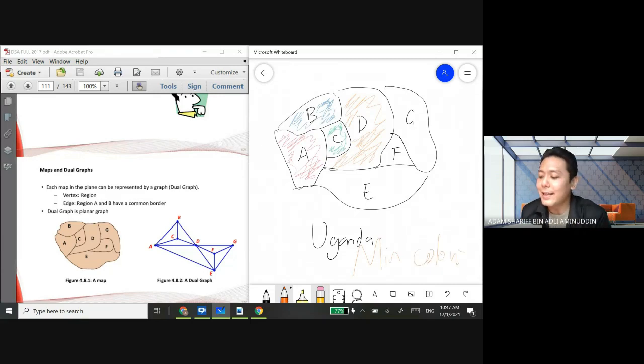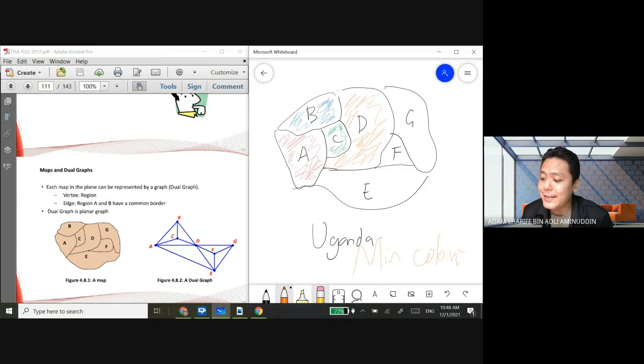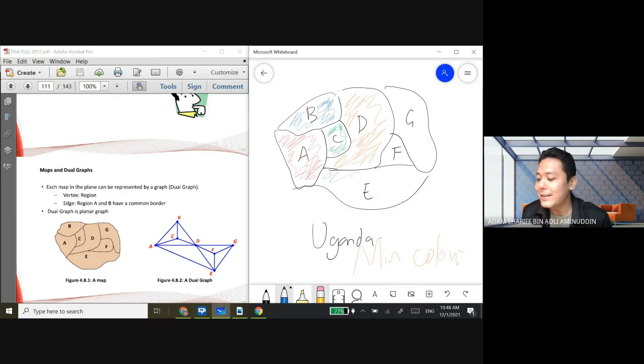E, kita boleh warnakan sebagai apa? Biru. Kita boleh biru, kita boleh hijau. Kita tak perlu tambah color, right? Sebab dia nak adjacent. It can be blue. Boleh? Dia tak perlu tambah color lain. Asalkan dia tak adjacent. E is not adjacent to B, it's not adjacent to C. So you can color it as blue or also green.